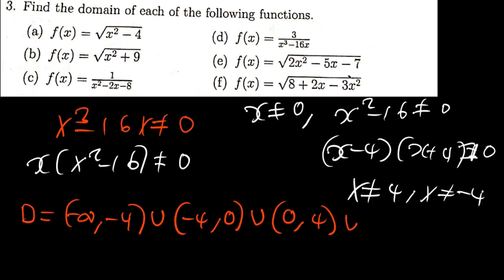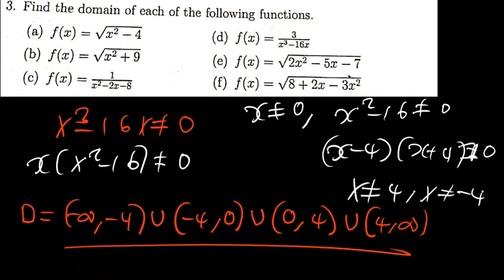Again, I have to say union. I jump again from what? From 4 all the way to positive infinity, not included. That is my domain. Does that make sense? Yes, it does. So I had to factor out x, like we said.